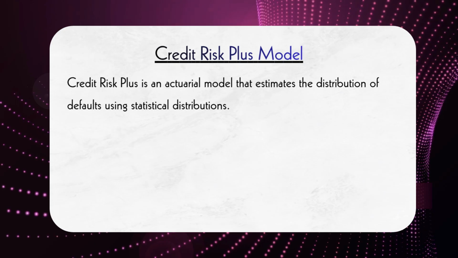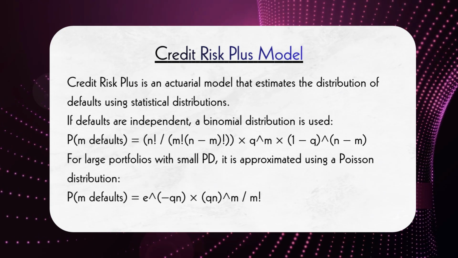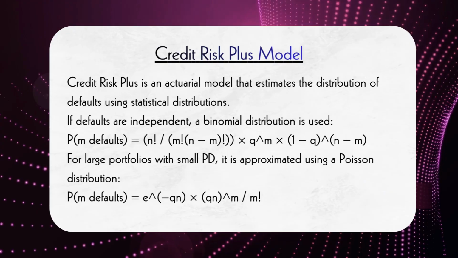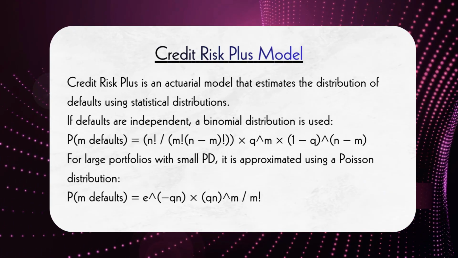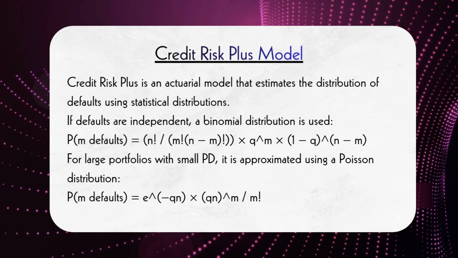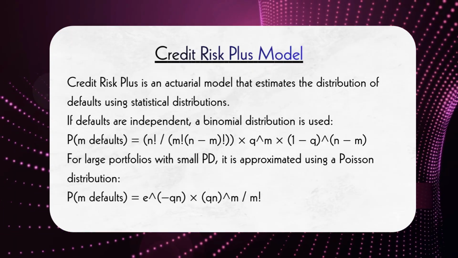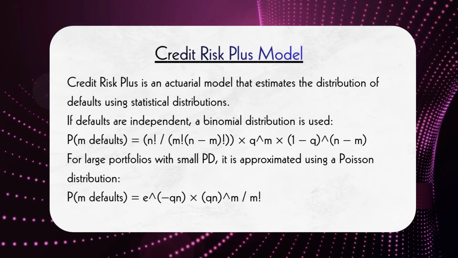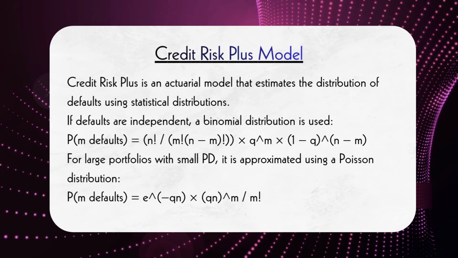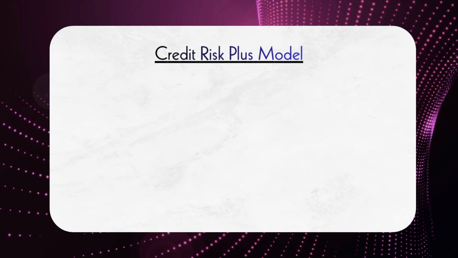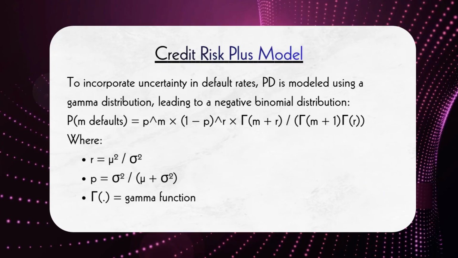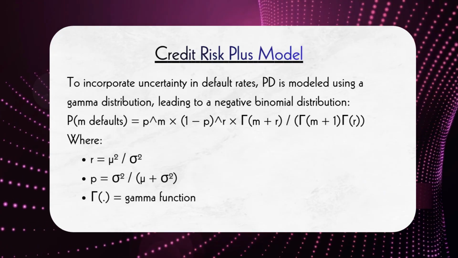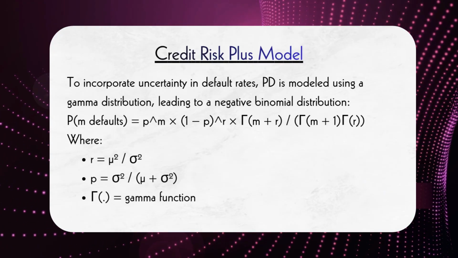Now moving to the CreditRisk+ model, which takes a completely different approach. Instead of market-based modeling, it uses actuarial techniques. If defaults are independent, we use the binomial distribution. However, when the portfolio is large and default probabilities are small, we simplify it using the Poisson distribution. But in reality, default probabilities are not constant, so we introduce uncertainty using a gamma distribution. This leads to a negative binomial distribution.